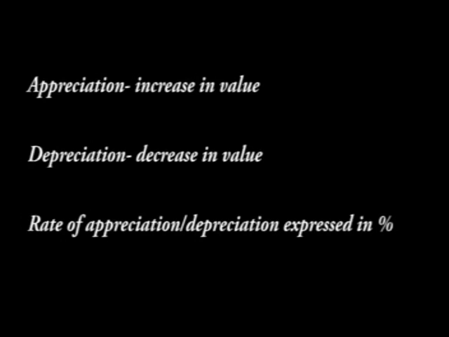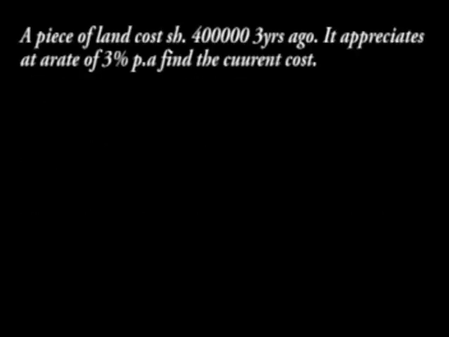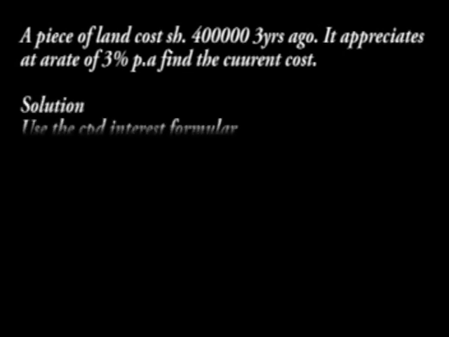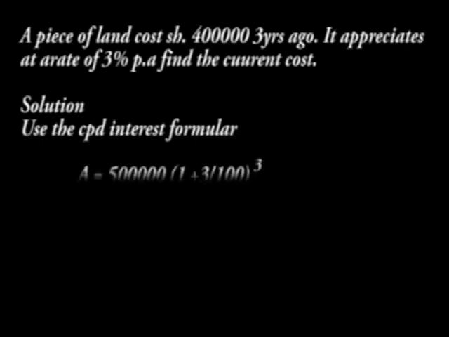For example, a piece of land cost 400,000 3 years ago. It appreciates at 3% per annum. What is the current cost? We use the compound interest formula, and substituting in the values we end up with Kenya shillings 437,080.